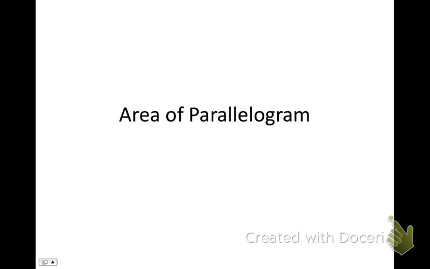In this lesson, we're going to learn to find the area of parallelograms. We're also going to learn about finding a missing base or height if we know the area.